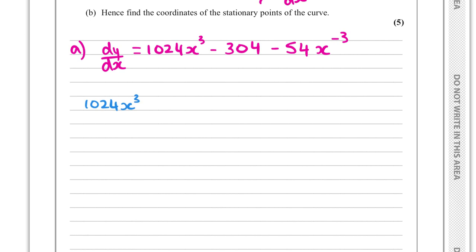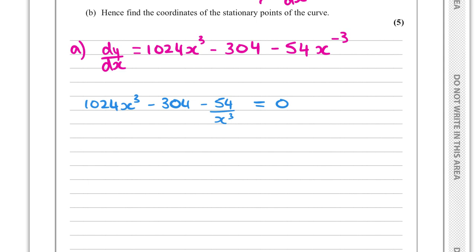So, what I'm going to do is I'm going to rewrite this. I'm going to do 1024. Well, if you wait, you'll see. 304 minus 54 x cubed. 54 over x cubed. This equals 0. Okay. Now I know what's happening. I can spot it already. We have a hidden quadratic.